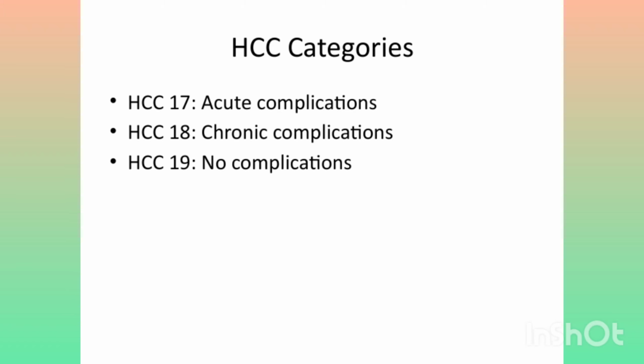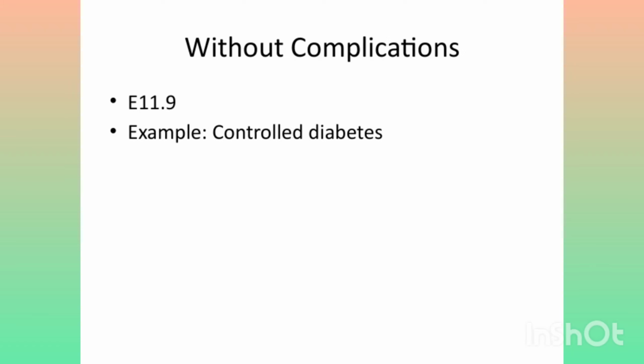Understanding these categories helps us better assess patient needs and tailor our approach accordingly. Recognizing whether a patient faces acute or chronic issues, or no complications at all, is essential for effective treatment planning and resource allocation. This classification system ties into the overall theme of our presentation, emphasizing the importance of accurate patient stratification for optimal care. Let's take a closer look at E11.9, which refers to controlled diabetes without complications.